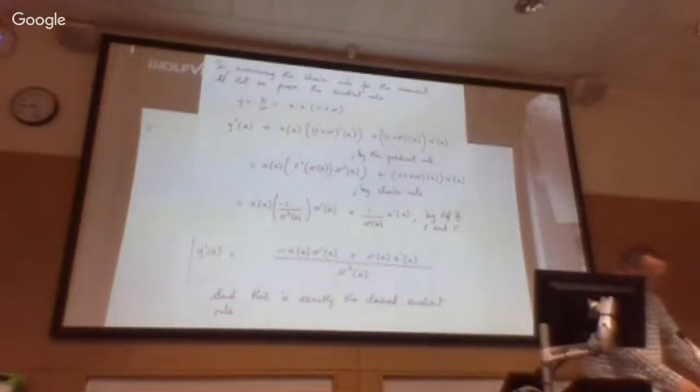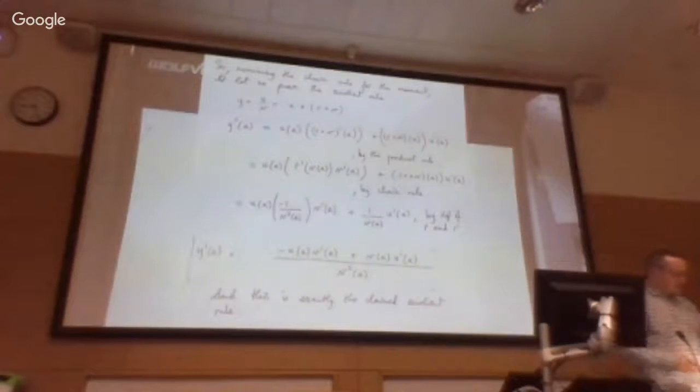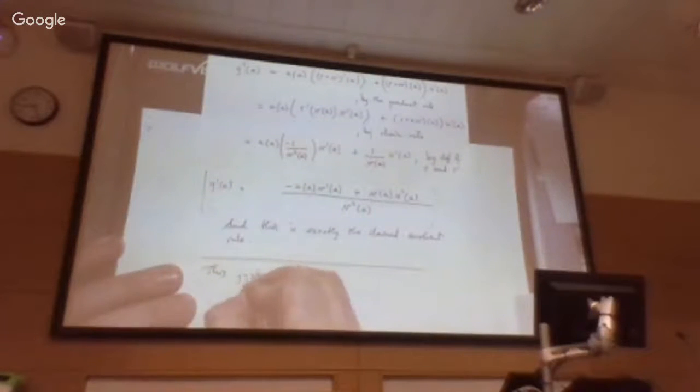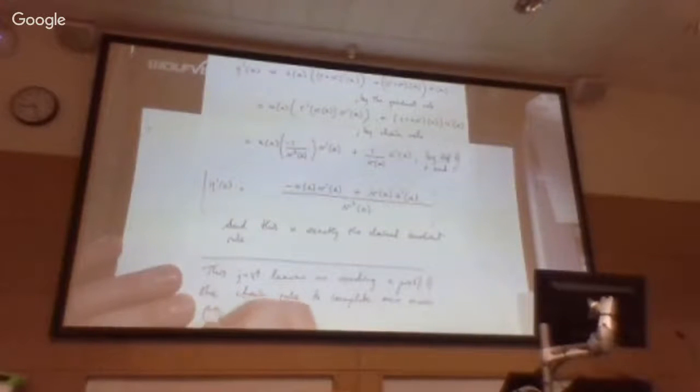Okay. So this just leaves us needing proof of the chain rule, to complete our main properties of the derivative.